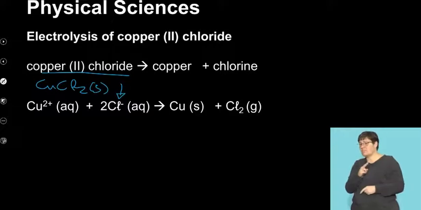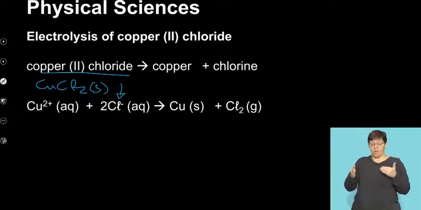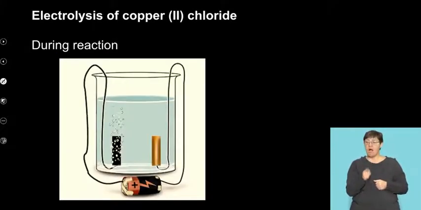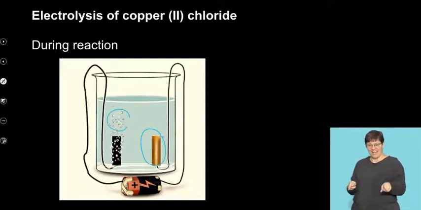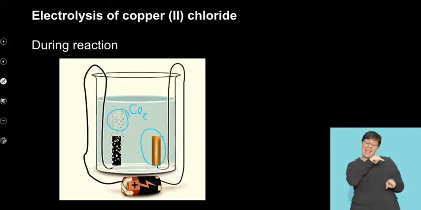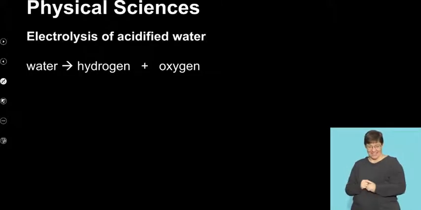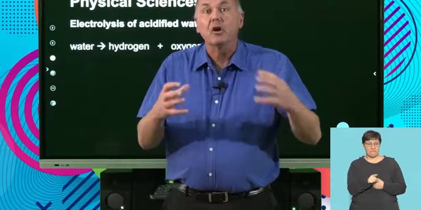Now, when we close the switch, notice what happens. We get the copper deposit over here, and we get chlorine gas over here. So overall, those are the products of the reaction. Notice that we've been talking about the electrolysis of copper chloride, but it's not the only one that we can look at. In fact, a very interesting one is the electrolysis of water.